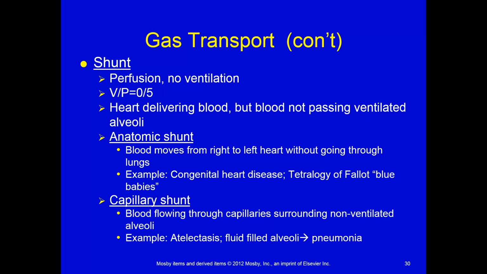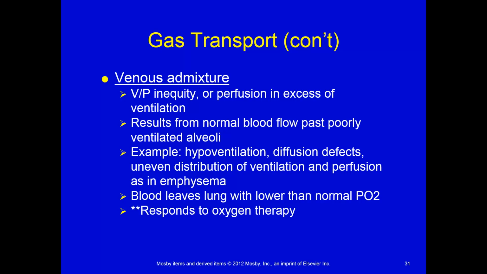Then last but not least is the venous admixture. It's not a true mismatch. If you want to think about it as anything, it's just an inequity, where there's perfusion in excess of ventilation. So the ventilation isn't great, but it's not zero the way these other ones were. Basically, this one results from a normal blood flow past poorly ventilated alveoli. Not completely wiped out, but poorly ventilated alveoli. A really good example of that would be hypoventilation, like in a patient with a narcotic overdose where they're just hypoventilating.